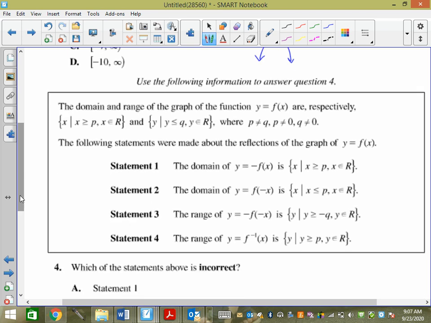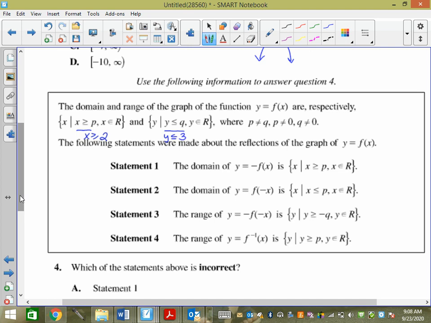Okay, this big kahuna question. The domain and range of the graph of the function y equals f of x are respectively x is greater than or equal to p, x on the reals, y is less than or equal to q. They say p and q can't be the same, p can't equal 0, q can't equal 0. So we could make them be something. So I know that they're elements of the reals, they can't be the same, and they can't be 0. So I'm going to let x be greater than or equal to 2, and I'm going to let y be less than or equal to 3.